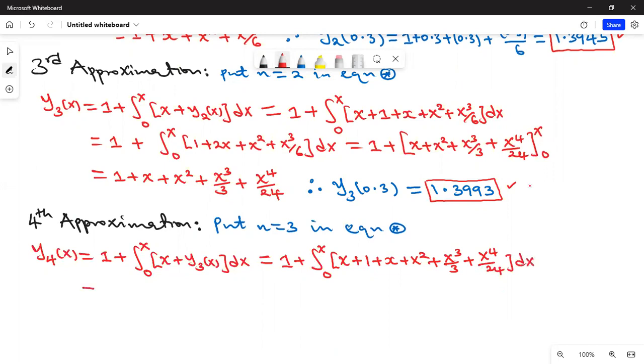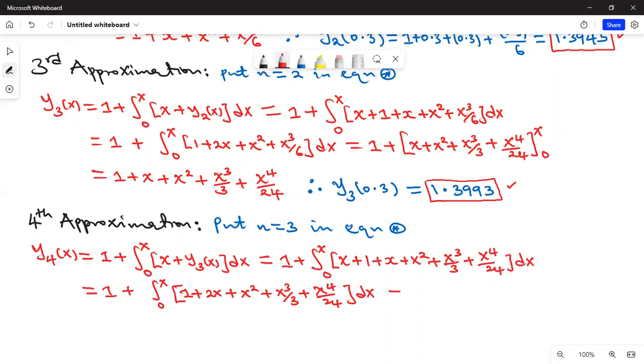Let me simplify that integral. So we'll have 1 plus the integral from 0 to x of 1 plus 2x plus x squared plus x cubed over 3 plus x raised to 4 over 24. Integrate this with respect to x.